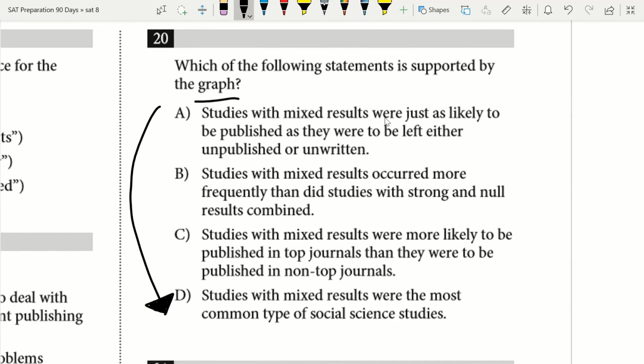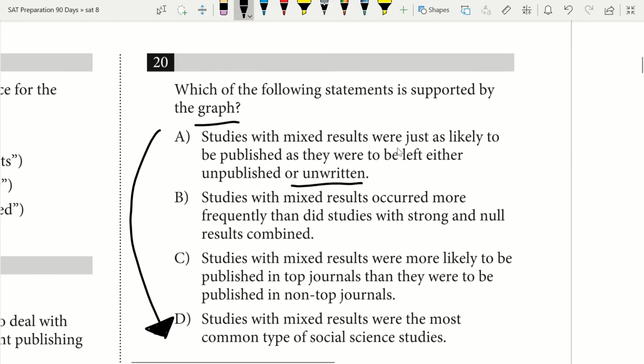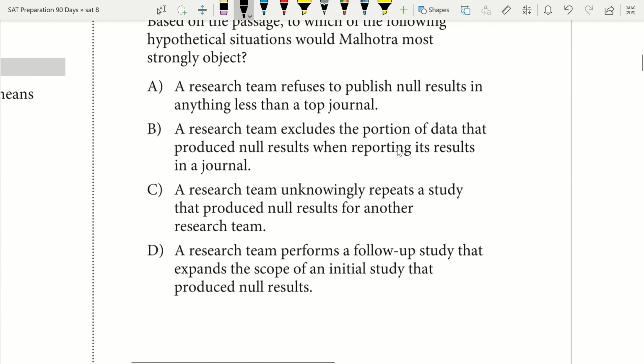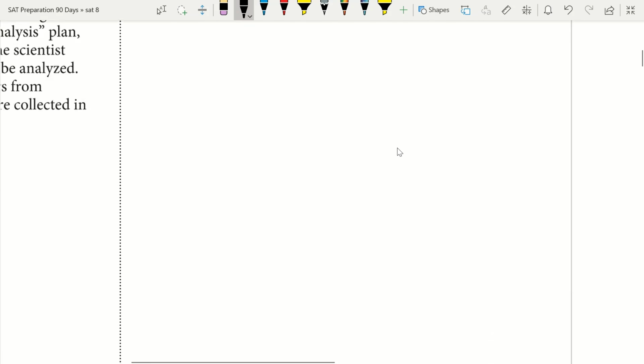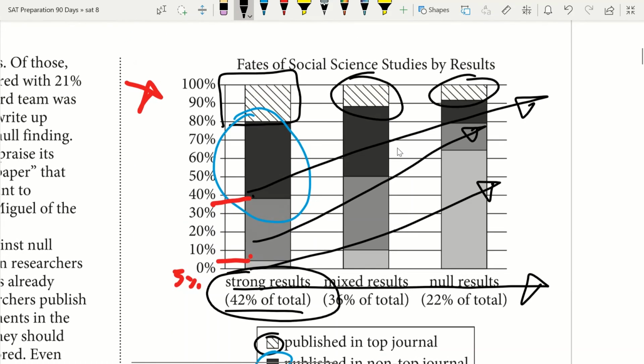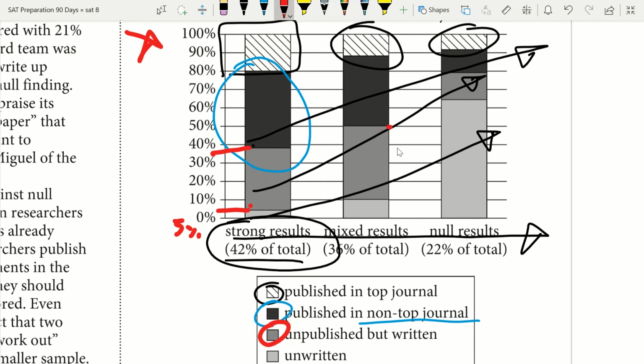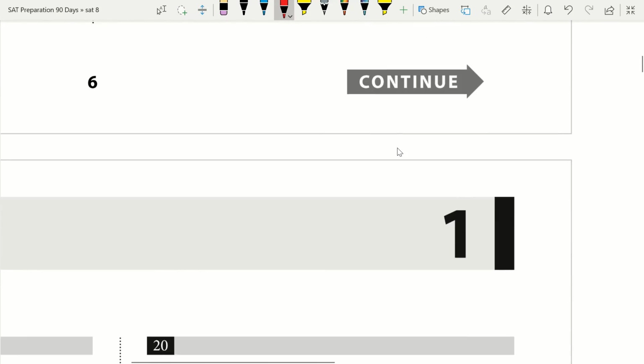Okay, so we see option A: studies with mixed results were just as likely to be published as they were to be left either unpublished or unwritten. All right, well, let's go take a look at that, if that one's correct. In this case, obviously, that didn't show up right away as our answer, so we're just going to go take a look. I do remember that those with mixed results had a pretty good split right down the 50 mark. So let's take a look. It looks like we do have that split at the 50 mark, and that is between being published versus unpublished. We see it split at the 50 mark. Thus, those with mixed results are going to have an equal likelihood of being published as unpublished. So that's going to be correct for number 20.